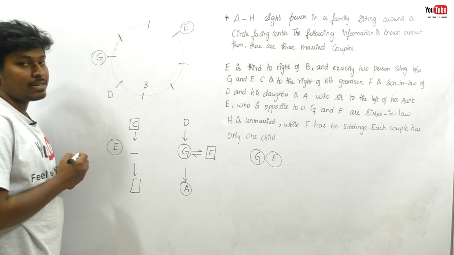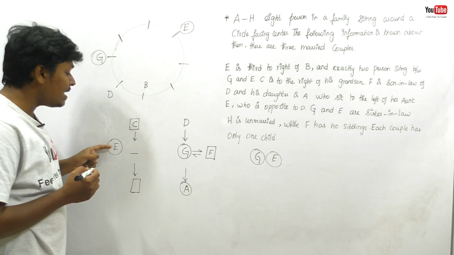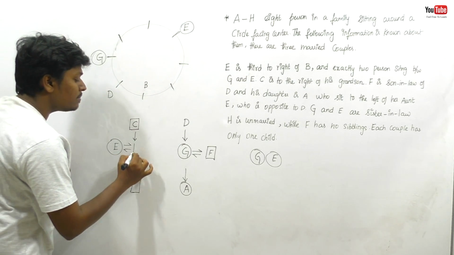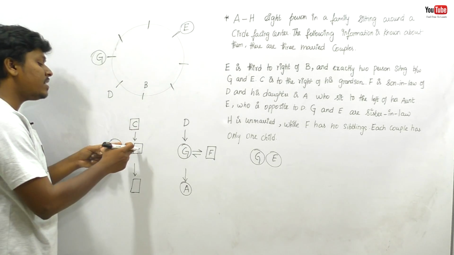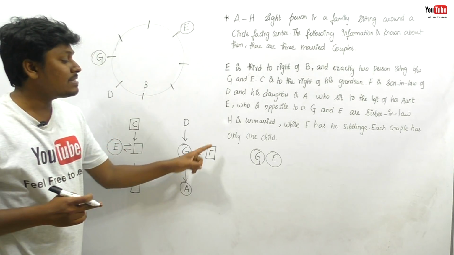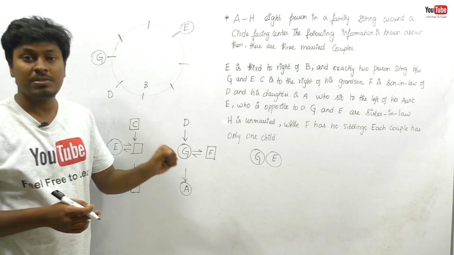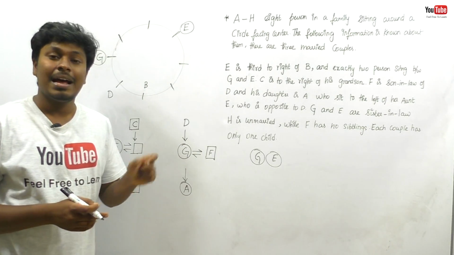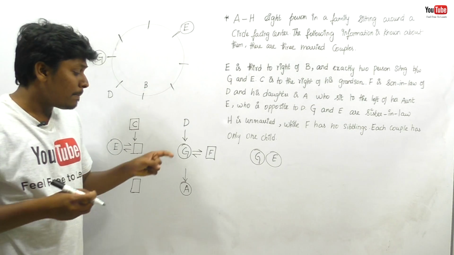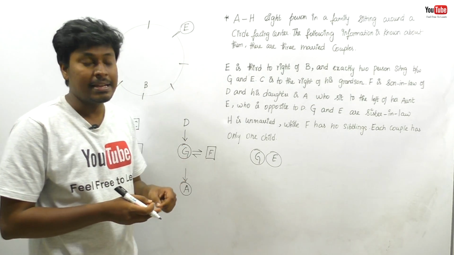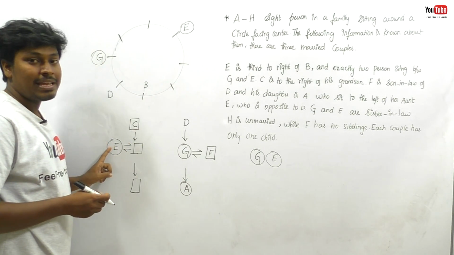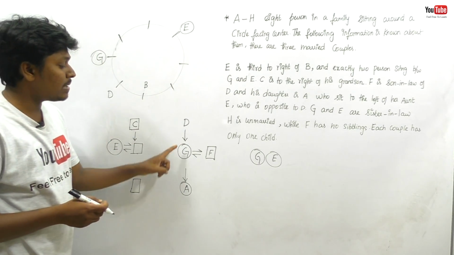So both are sisters-in-law. If E and G are sisters-in-law, then definitely E should be married to some male person, but we don't know who that is. Friends, got it? How did I just confirm it? F has no siblings, so F has no brothers and sisters. But A is calling E an aunt, so there is no possibility of placing E here. So the only possibility is that E should be placed here and A's mother should be G.